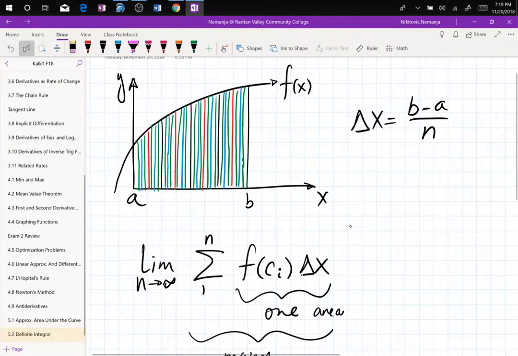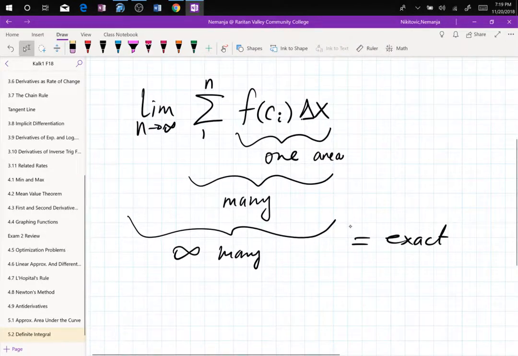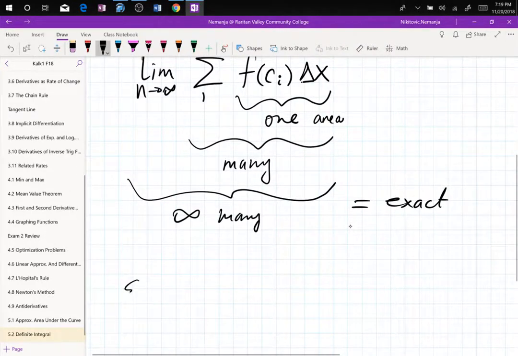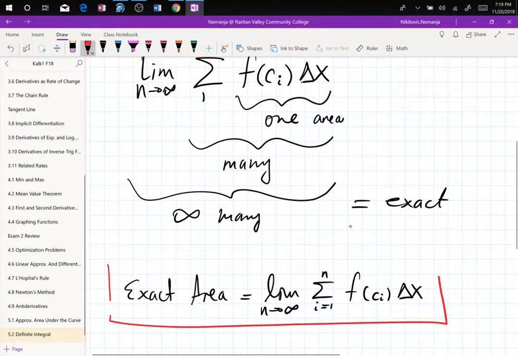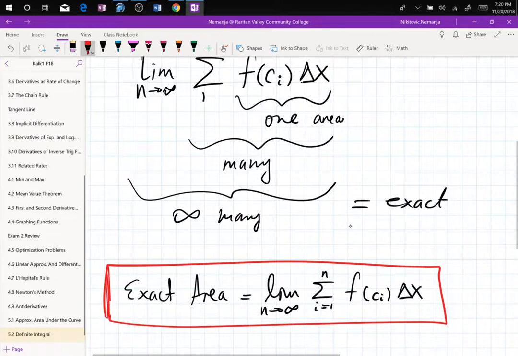So infinitely thin, infinitely many of them, when we add them all up, they add to exact area. So this formula will produce exact area. So exact area is given by the limit n goes to infinity, summation i goes from 1 to n of f of ci times delta x. So this is exact area.